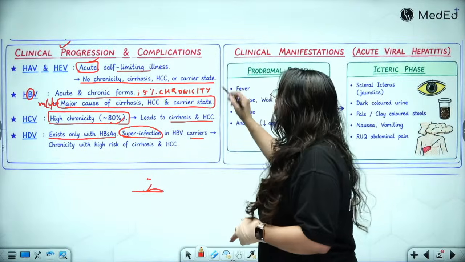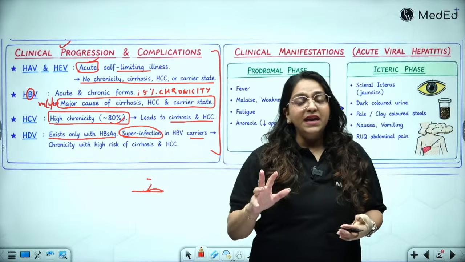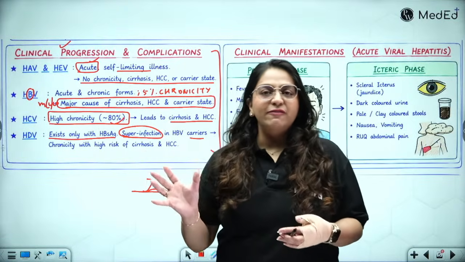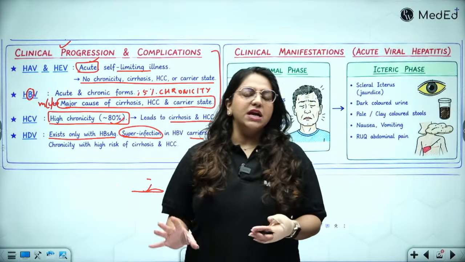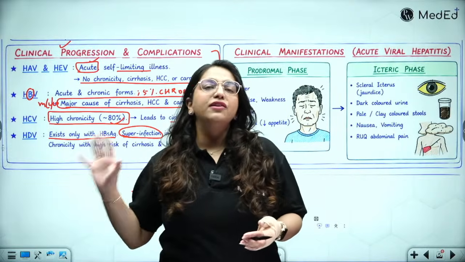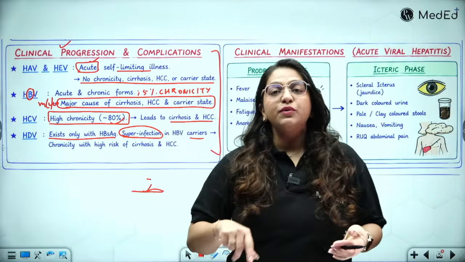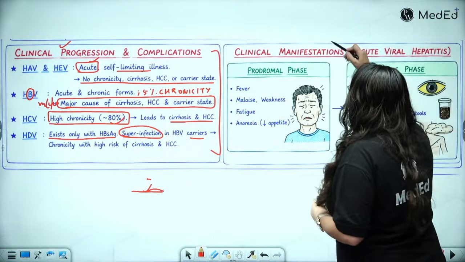Yes, so you will write about the clinical prognosis of all. So A and E are acute, B is good to bad, there is about 5% chronicity, but it does lead to cirrhosis and hepatocellular carcinoma as well. C has the worst prognosis of all, 80% people land in chronicity, and D makes the prognosis worse for hepatitis B. All right. Now you will write the clinical manifestations.